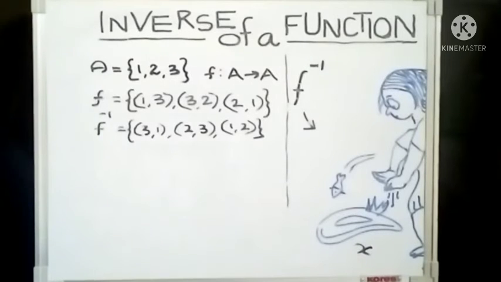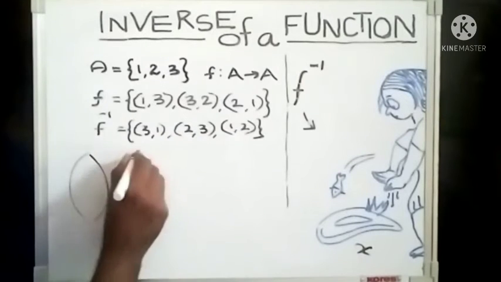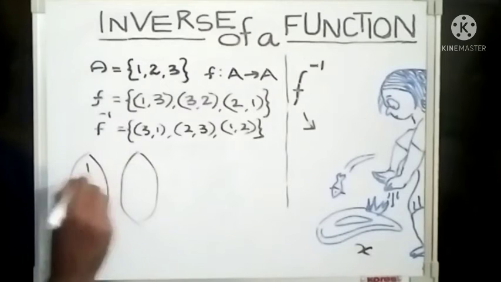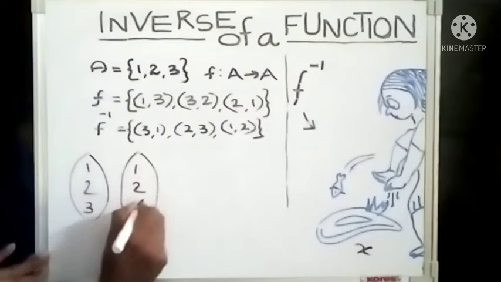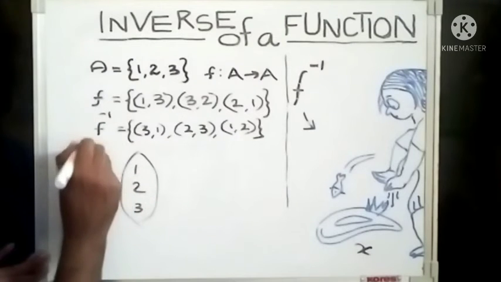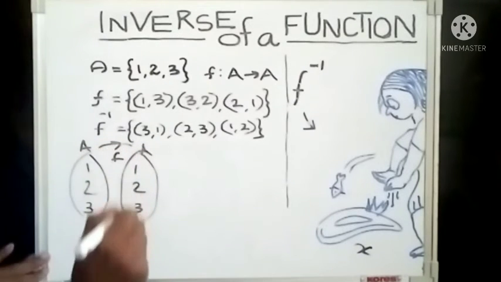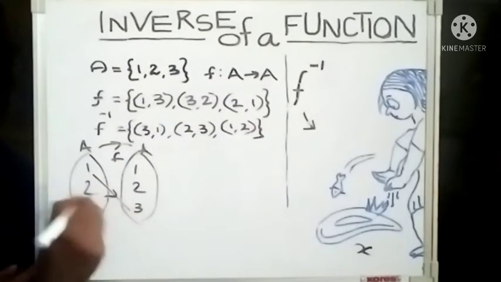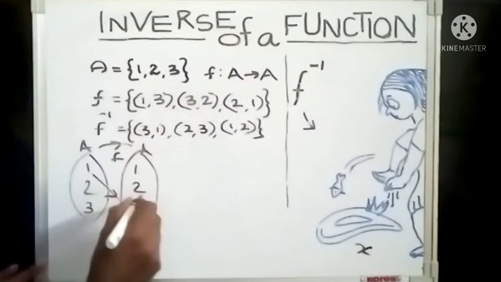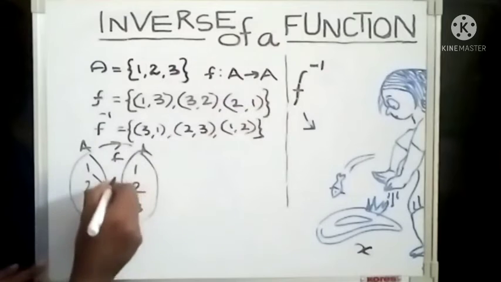Let us draw an arrow diagram representing this. Given that f is a function defined from the set A to A, where A contains 3 elements 1, 2, and 3. Here, 1 is related to 3, 3 is related to 2, and 2 is related to 1.